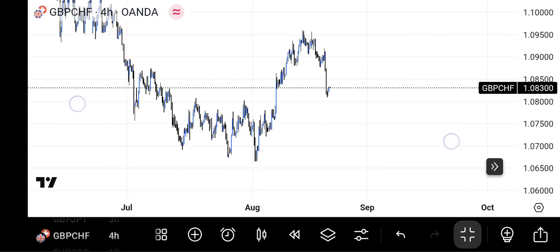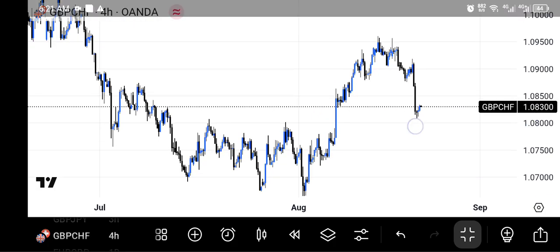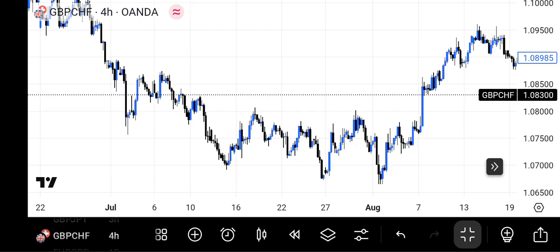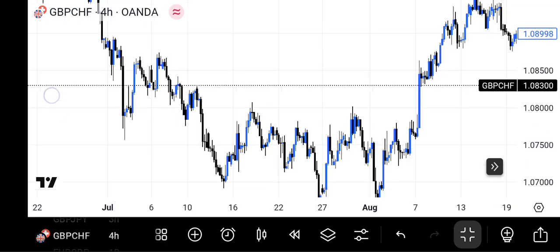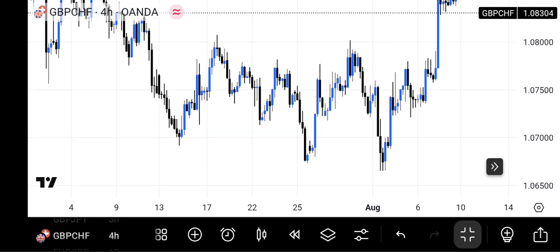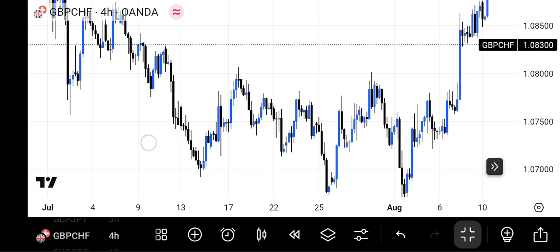We're analyzing GBP CHF. The first thing I want to do is check for the latest break of structure. When I mean a break of structure, I want to see a candle break, not a wick break.